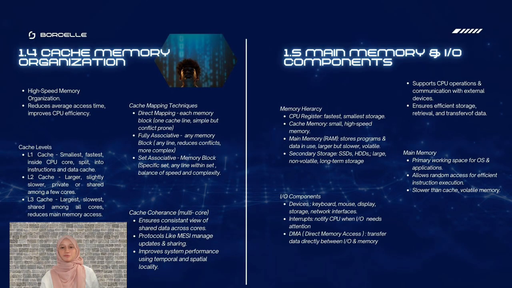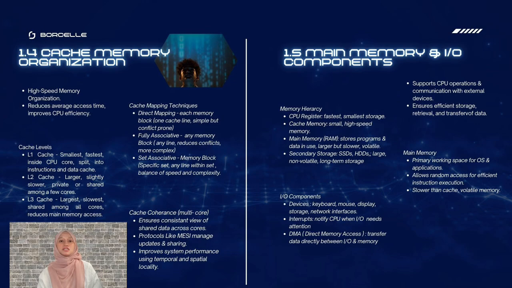Cache memory is a small high-speed memory located between the CPU and main memory. Its main job is to reduce the time the CPU waits for data or instructions by storing frequently used information closer to the processor. This helps the CPU run more efficiently and boosts overall system performance. Modern systems usually have multiple cache levels. L1 is the smallest and fastest, located inside the CPU core, often split into instruction and data cache. L2 is bigger but slightly slower, sometimes shared between a few cores. L3 is the largest and slowest, shared among all cores, helping reduce frequent memory access.